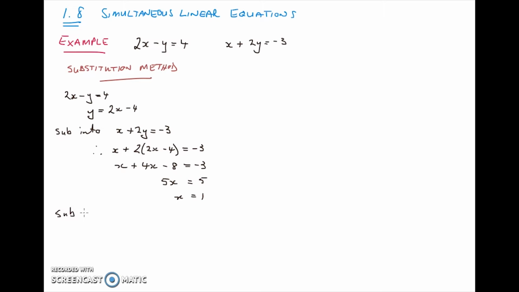Now we can substitute that value of x equaling 1 into any one of those equations, but we may as well do it into the rearranged one because we're solving for y. So we end up with y equals 2 times 1 minus 4, which means y is equal to 2 minus 4, which is negative 2, and that's our solution. x equals 1 and y equals negative 2, and commonly we'll write that as a set of coordinates, 1, negative 2, as being our solution.